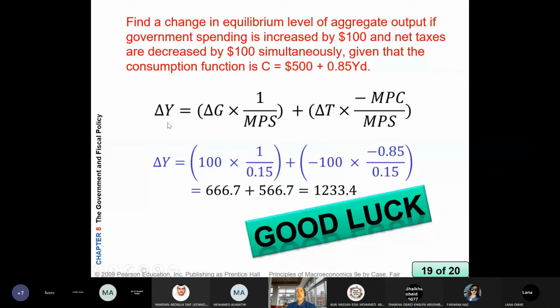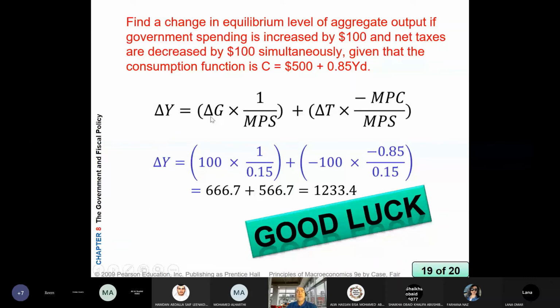Okay, so now what happened? There is a change in government expenditure and a change in taxes simultaneously. So we have to use this equation. The change in equilibrium level of aggregate output equals the change in government spending times the government spending multiplier, 1 divided by MPS, plus a change in taxes times the tax multiplier. The tax multiplier is minus MPC divided by MPS.